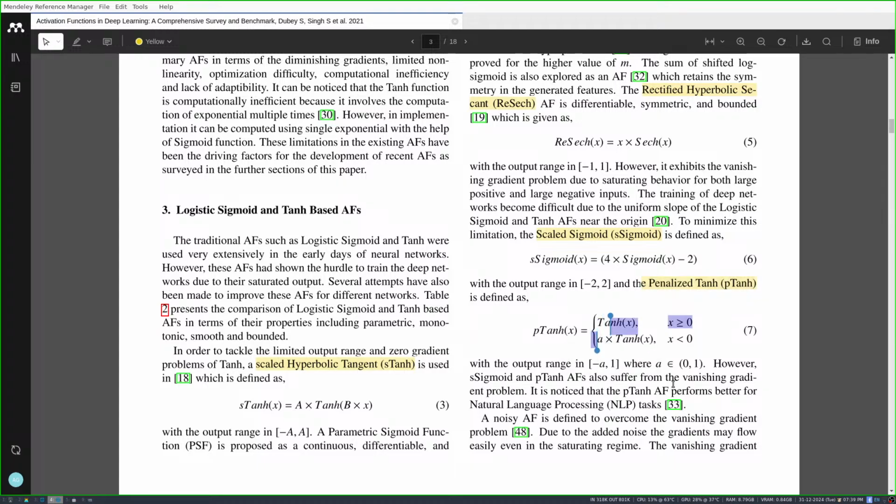Where a is very small. Our S sigmoid and P tanh also suffer from the vanishing gradient problem. P tanh performs better for natural language processing tasks. A noisy activation function is defined to overcome the vanishing gradient problem due to the added noise. The gradient may flow easily even in a saturating regime.